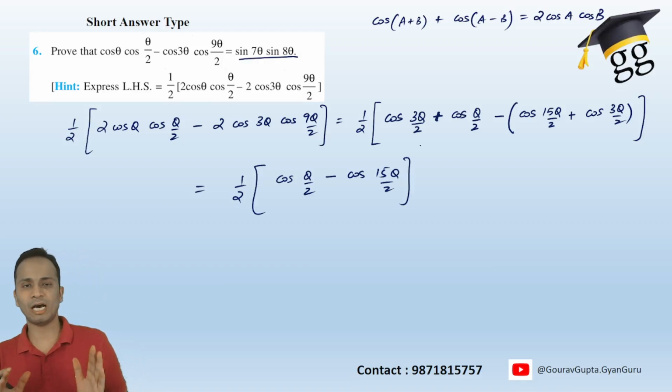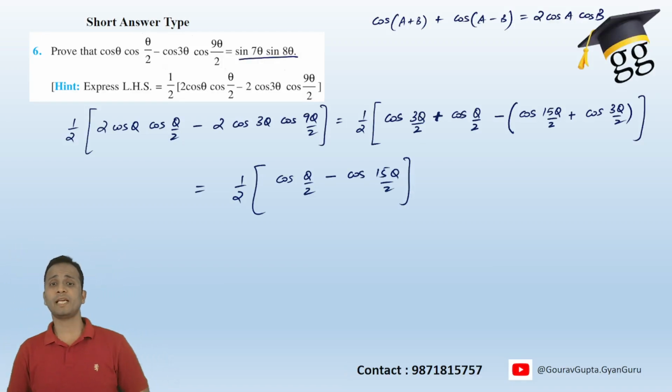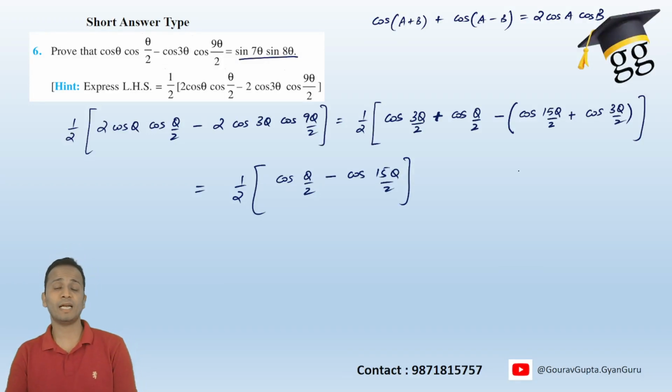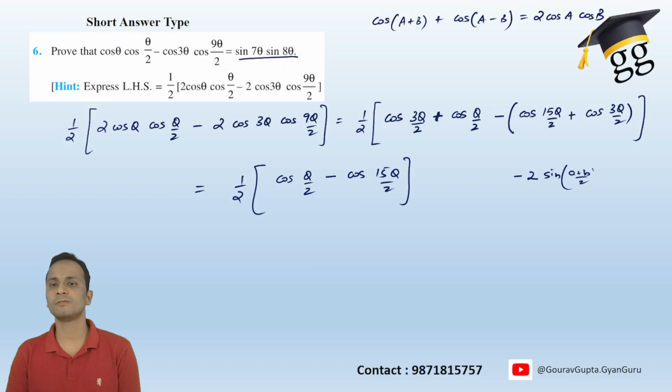Okay, so now inside the bracket I have cos A minus cos B. Now what will be the formula for cos A minus cos B? So let's have a look at that. Now cos A minus cos B can be written as minus 2 sin (A plus B) upon 2 sin (A minus B) upon 2. All right, so I'll use this formula.